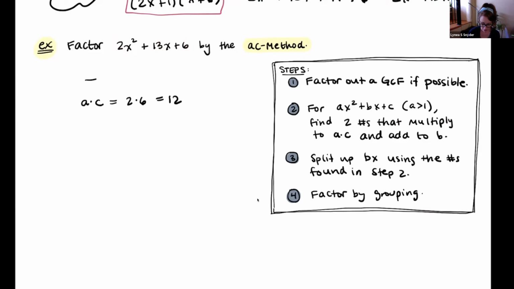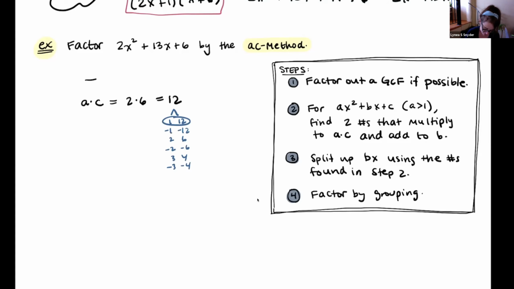Now we're looking for factors of 12. So two numbers that multiply to 12, but add up to b, which is 13. You can list them all out if you want. We've got 1 and 12, -1 and -12, 2 and 6, -2 and -6, 3 and 4, -3 and -4. The pair that adds up to positive 13 is 1 and 12. So that's step 2.